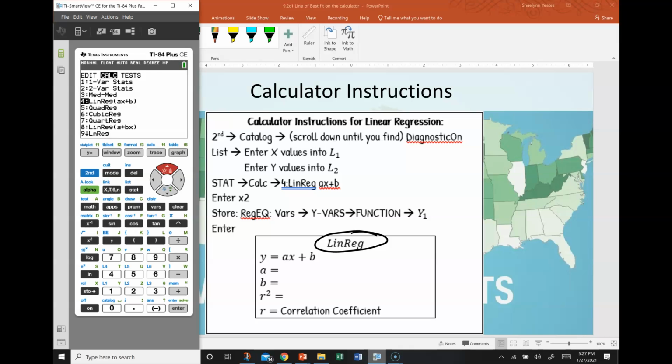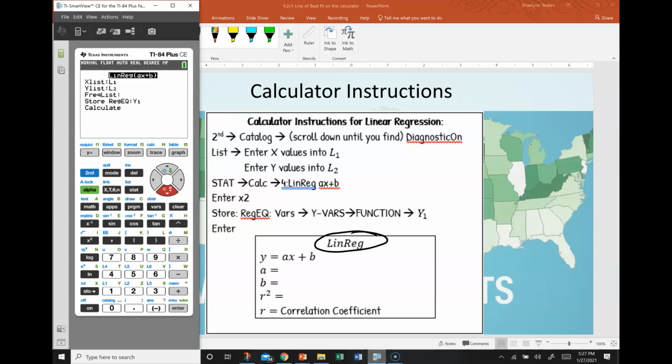Now press enter. Then you want the X list to be L1. Mine doesn't say L1, so I want to make it L1. Then my Y list is L2. And then we're going to store our equation in the Y variables. So I'm going to hit vars, Y vars, function, Y1. That's where I want it to store. Then I would press enter and calculate.